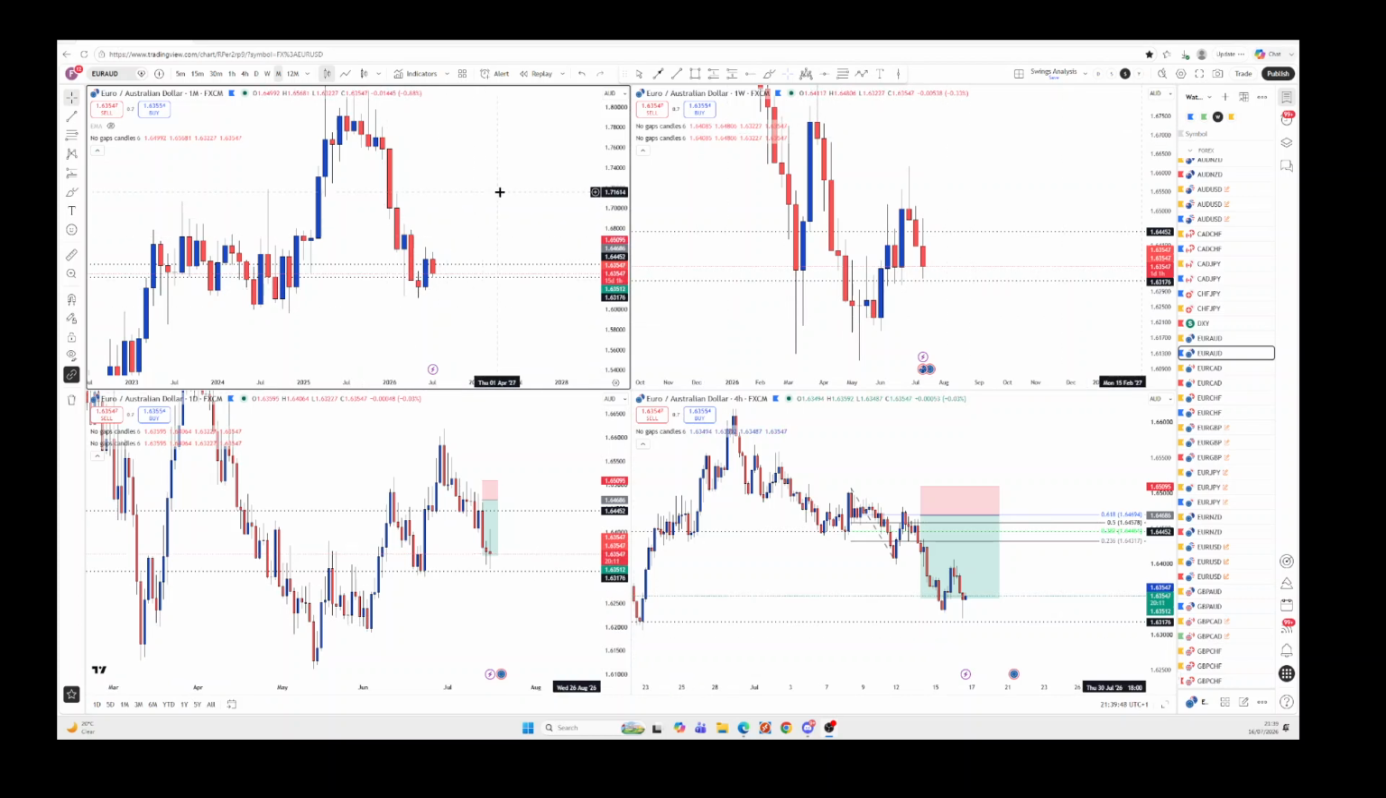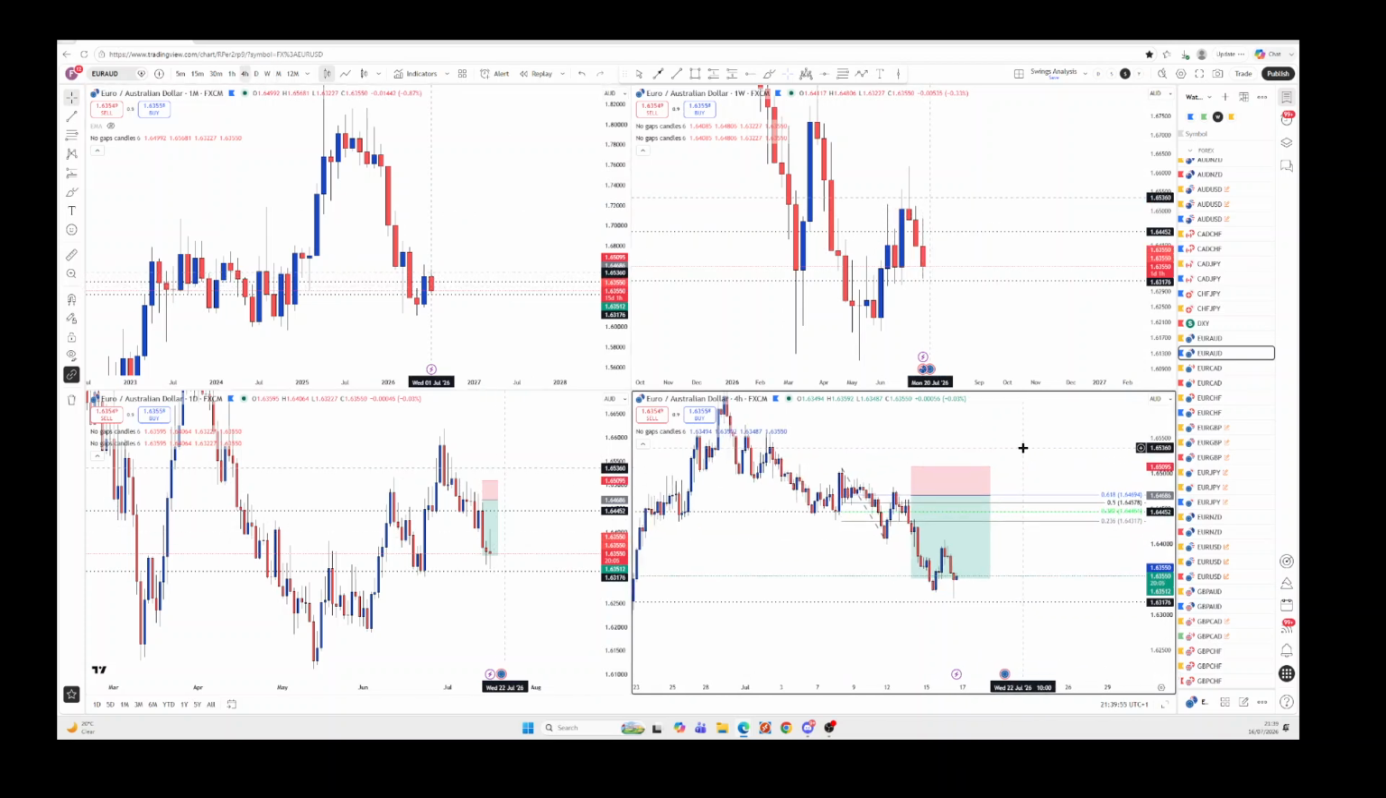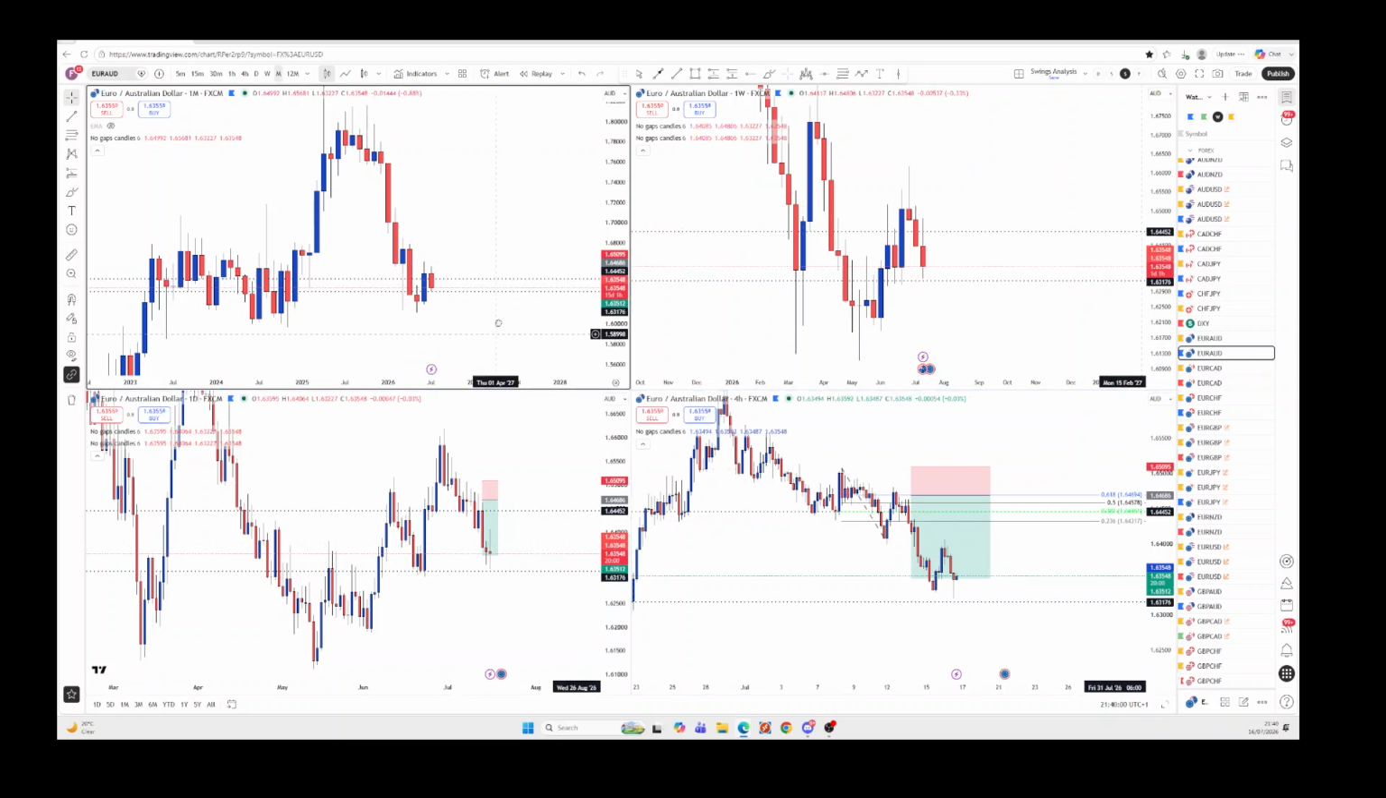So today I just wanted to break down this EURAUD trade, which was a profitable trade. I took around 2% profit on this. Okay, so I'm just going to show you how I identified this trade.